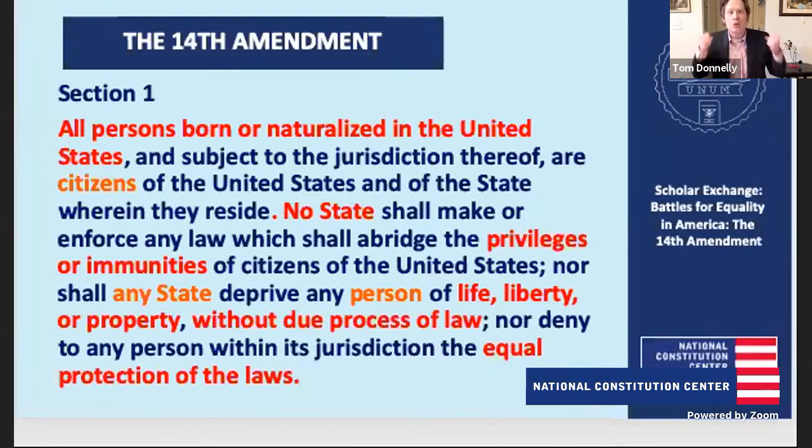So with this language, with the Reconstruction generation, what they were trying to say is that the Dred Scott decision was wrong. African Americans can be United States citizens. African Americans did have rights, which the white man was bound to respect, and that everyone born on American soil is an American citizen. So that's birthright citizenship.